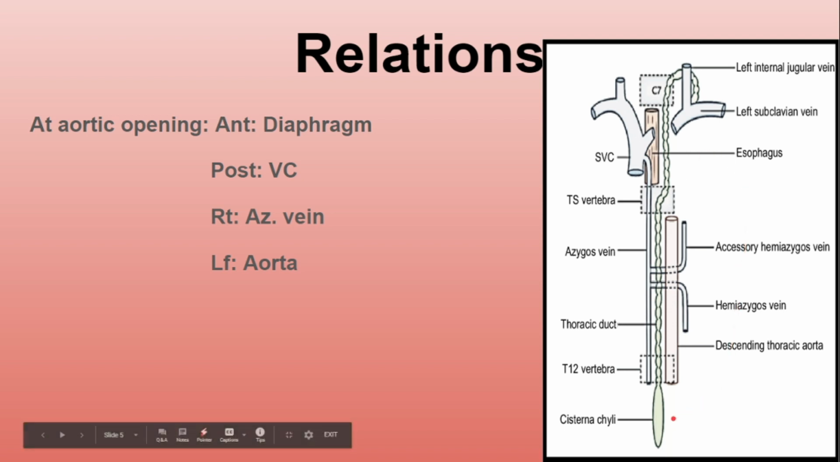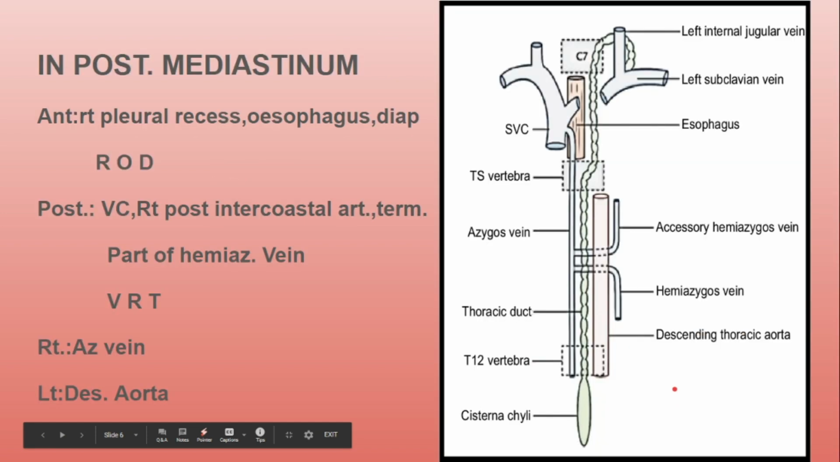Now for the aortic opening relation, just look at somewhere over here. Anteriorly there will be the diaphragm, posteriorly the vertebral column, on the right side the azygous vein clearly visible, and on the left side there will be the aorta. In the posterior mediastinum, for this look at somewhere here.